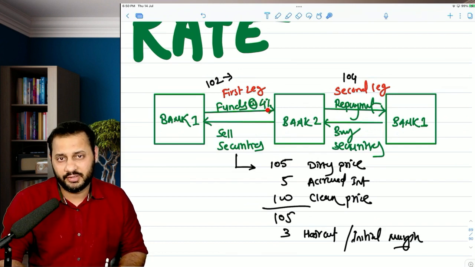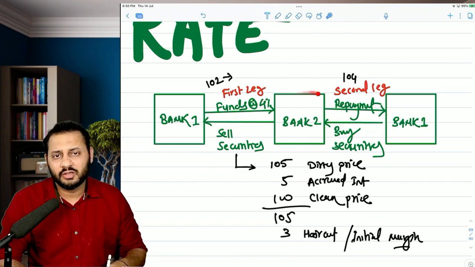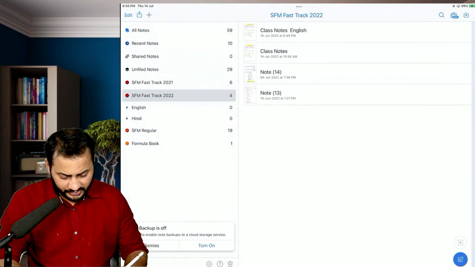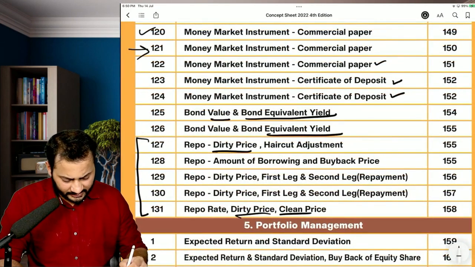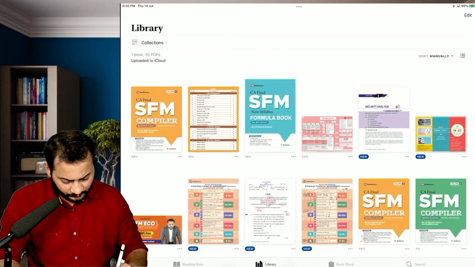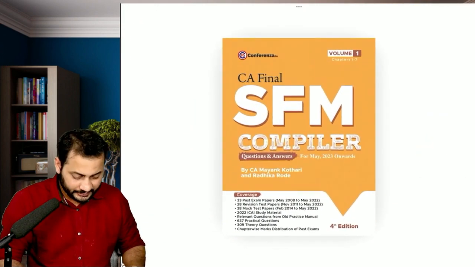4% is the repo rate. Repo 4%. Okay, understood? This is the repurchase agreement between the two banks. Now we are going to see lots of things out of this in the questions. Have a look. That is just a basic understanding. More of it will be covered in the questions.